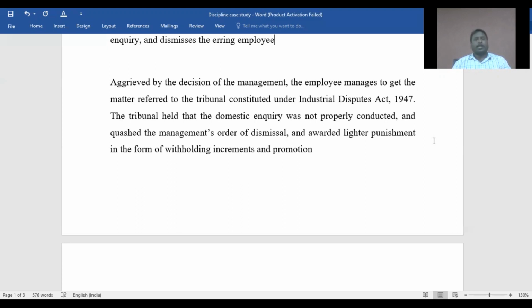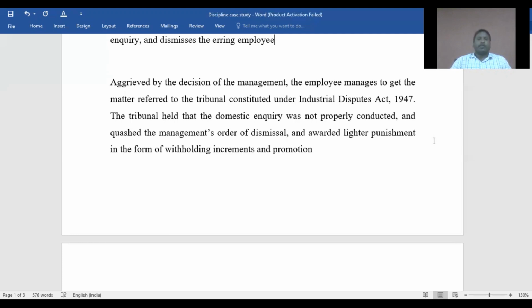So it cancelled the order given by the management about dismissal, and the tribunal recommended a lighter punishment to the employee who was caught under misconduct. The punishment that was given to him is withholding the increments as well as promotion. So this is about the case.